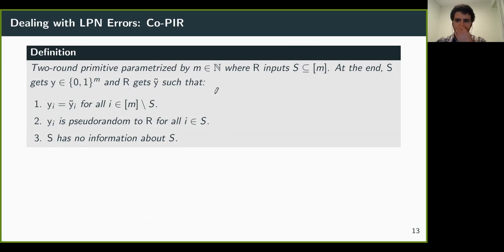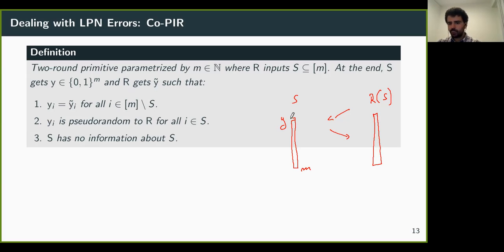Okay, to deal with the errors, we present a new primitive that we call co-PIR. In a co-PIR, we have a receiver with input a set of indices S and the sender. After interacting, the sender obtains a string Y of size M, and the receiver will also get a string Y bar such that the receiver string coincides with Y for the positions not in S. So Y_i is equal to Y_i bar for i not in S.